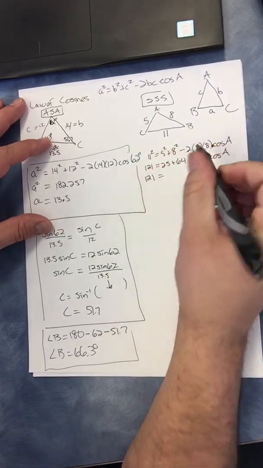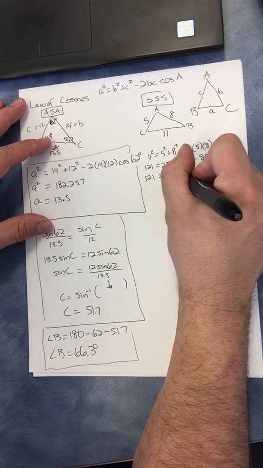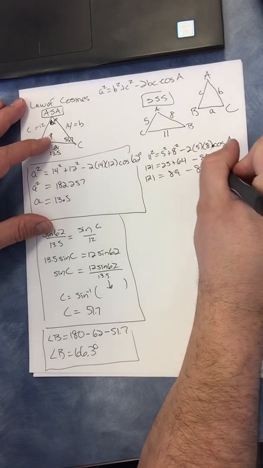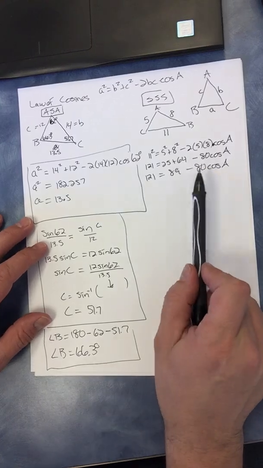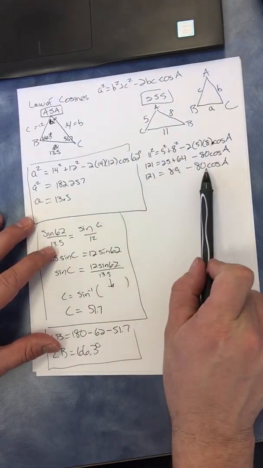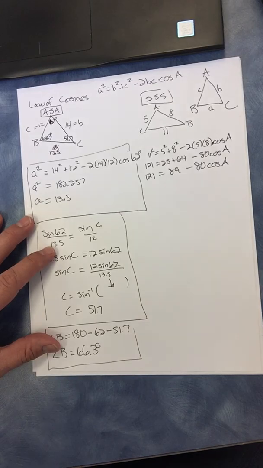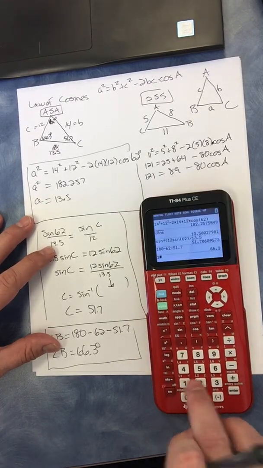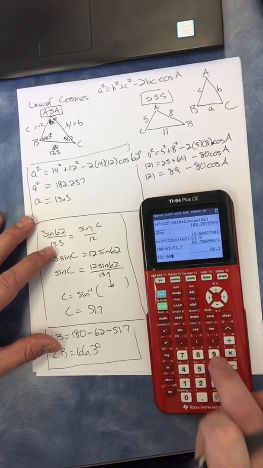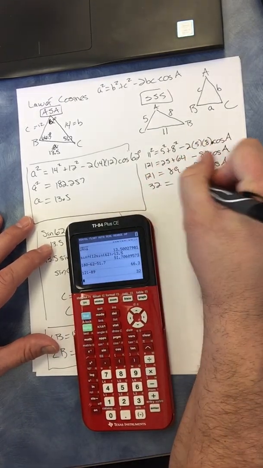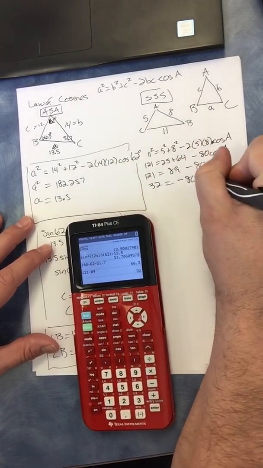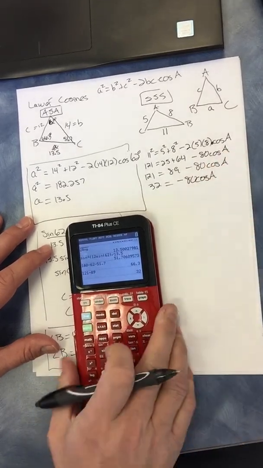So I'm going to add these together and get 89 minus 80 times the cosine of A. When you do this, it's even worse. You really want to subtract that and get 9, but you can't. I got to subtract that one. I have to divide that one. So here we go. 121 minus 89 is 32. So I have 32 is equal to negative 80 times the cosine of angle A.